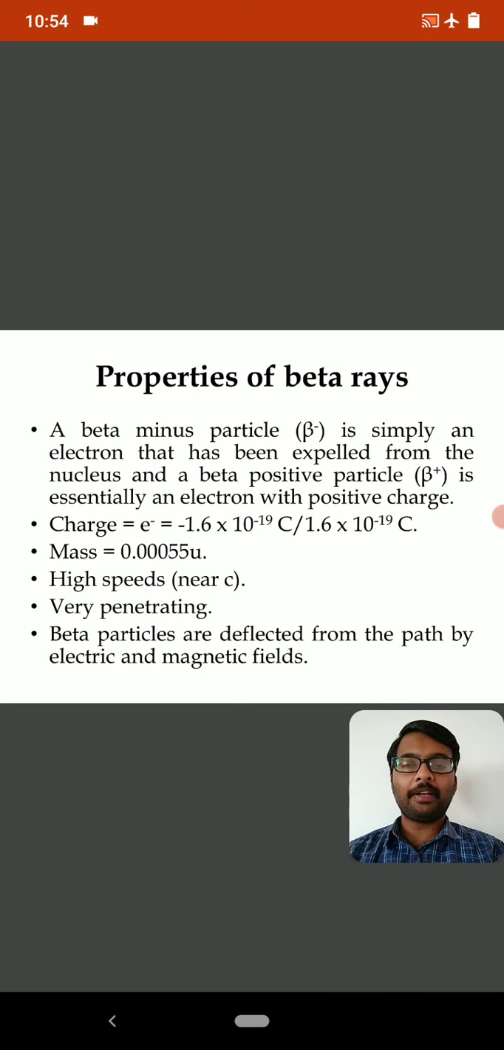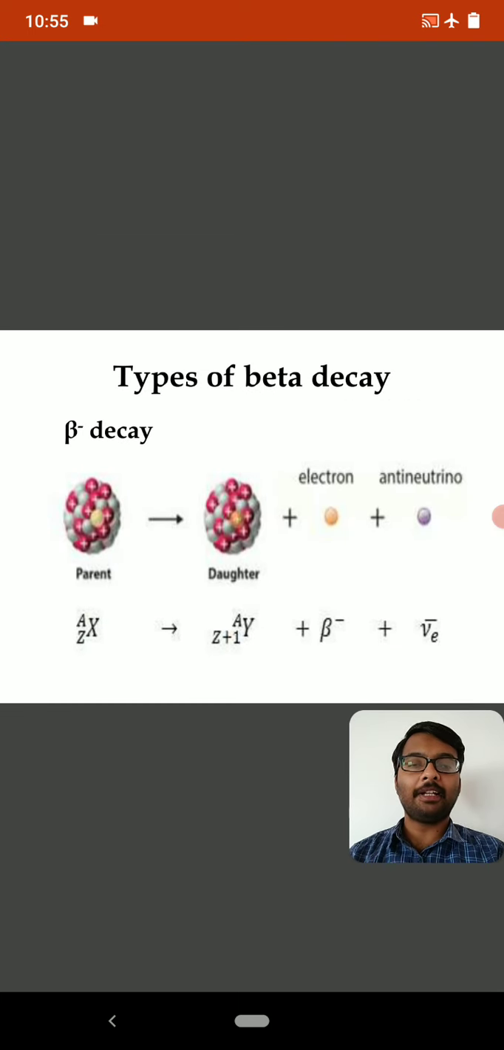In comparison with the alpha particle, these beta radiations are more penetrating, meaning they have more penetration power than the alpha particle. And as these beta particles are charged particles, positive or negative, when we place a radioactive source emitting beta particles in an electric field or magnetic field, it will show deflections. Negative particles are attracted towards the positive plate, whereas positive particles are attracted towards the negative plate. So these are some of the properties of these beta radiations.